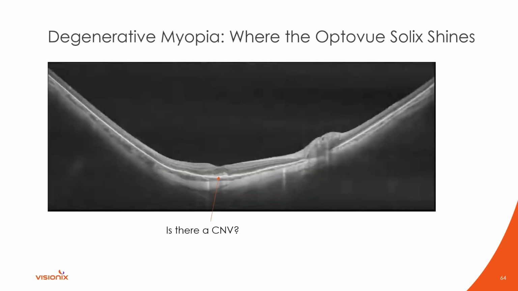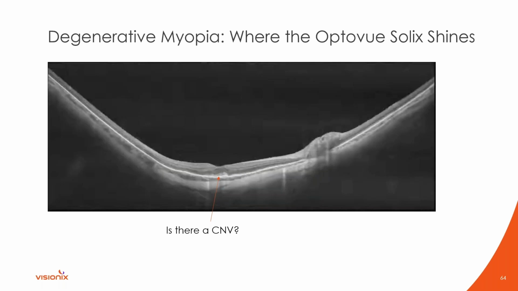This is another picture of a degenerative myope. I hate that word, but a patient that has high myopia. And you can see here again how we're getting the optic nerve and macula in one cut. And when we look at this image, hopefully you're asking yourself, well, why is this area of hyperreflectivity living right under the macula? And we know that patients that have high myopia are prone to getting choroidal neovascular membranes.